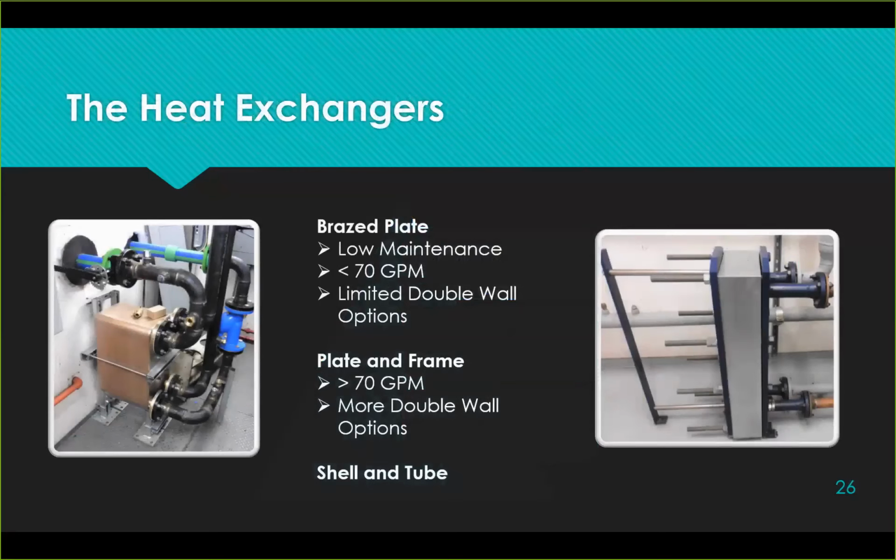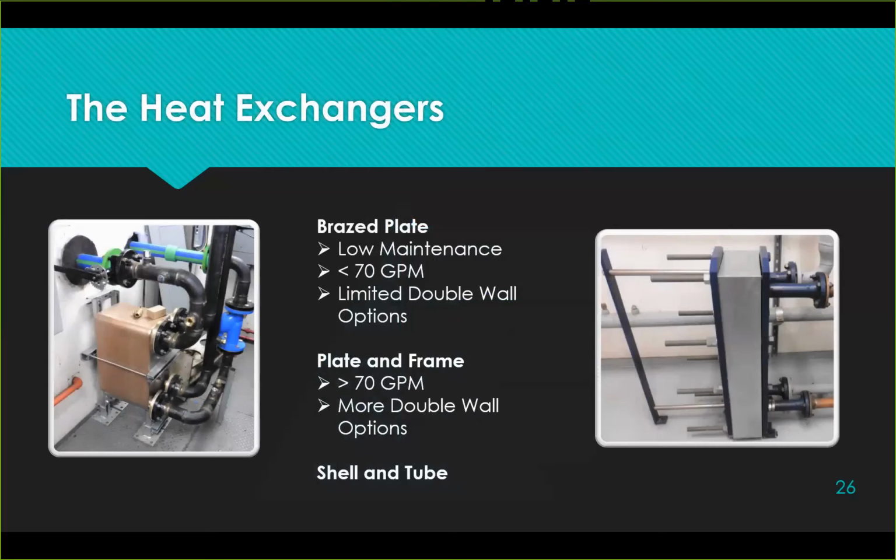And in many cases in the past, we saw shell and tube heat exchangers used. But because of the low maintenance and the fact that a lot of our heat recovery systems are low GPMs, the brazed plate heat exchangers have become a better option. They take up less space. They can be mounted just about anywhere. And so we've taken to using them more often in some of our more recent heat recovery systems.